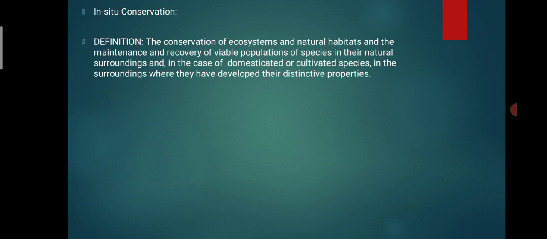Then in situ conservation. What is in situ conservation? It is conservation inside their own habitat. It is the conservation of ecosystems or natural habitats, and the maintenance and recovery of viable populations of species in their natural surroundings, and, in the case of domesticated or cultivated species, in the surroundings where they have developed their distinctive properties.